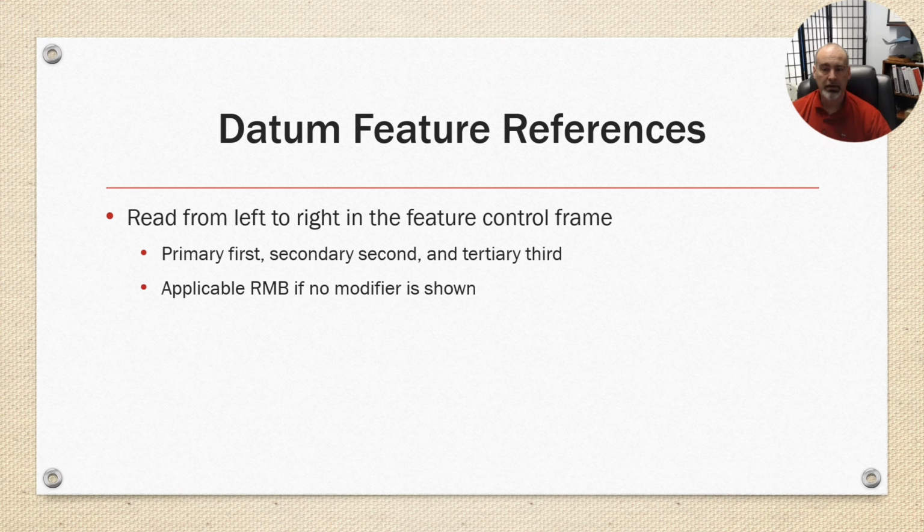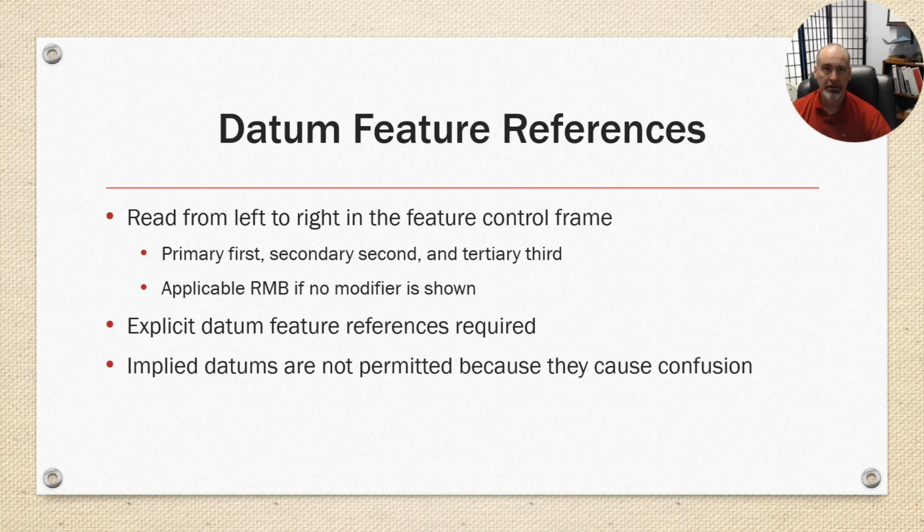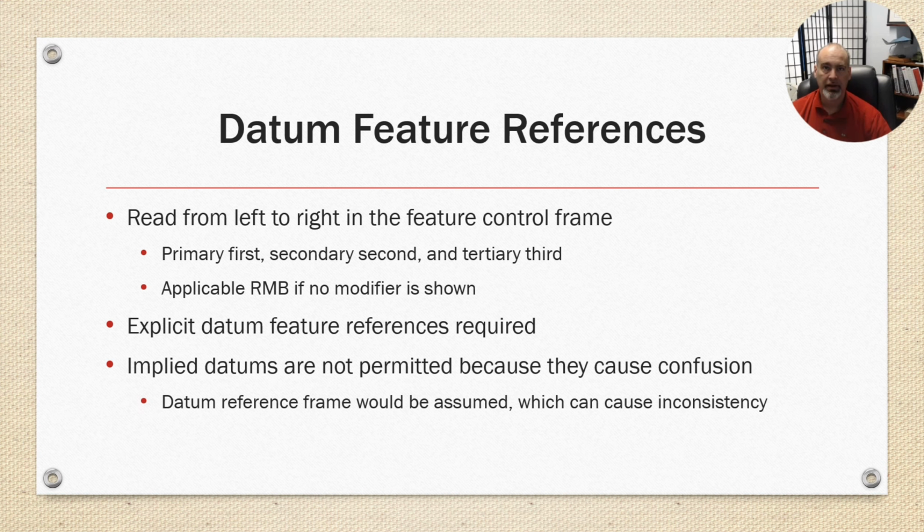Okay, it's applicable at RMB, or regardless of material boundary, if no modifier is shown. Explicit datum feature references are required, and implied datums are not permitted because they cause confusion. And a datum reference frame would be assumed, which can cause inconsistency if you were to try to use an implied datum like a centerline or something like that. So you have to explicitly call out each datum. And the order of precedence is important.